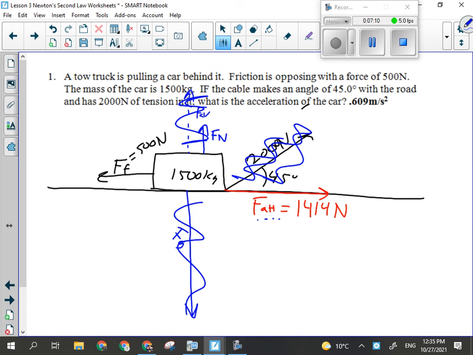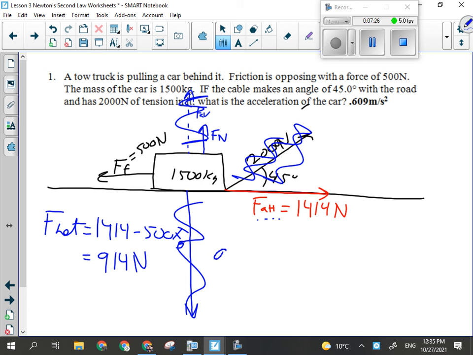So all of this was part of the vector sum of all forces. Okay? So F net is going to be 1,414 minus 500. So we're going to get 914 newtons as our net force. Obviously with the decimals, I cut them off, but we'll keep them in the calculator.